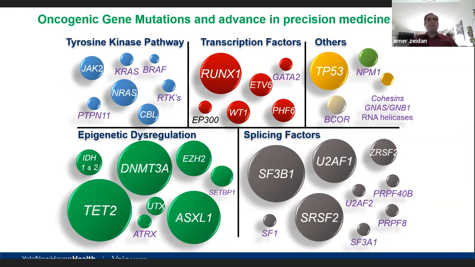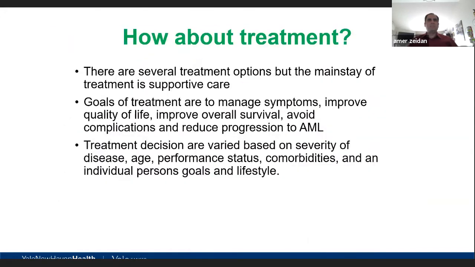For example, having the splicing mutation SF3B1, in black, is actually associated with better prognosis. And some of these could also be targets for intervention. For example, SF3B1 could be a target for a drug that we'll talk about a little bit called luspatercept. IDH1 and 2 could also be treated with IDH inhibitors, although those are not approved for MDS, but they are approved for refractory leukemia in patients who have these mutations.